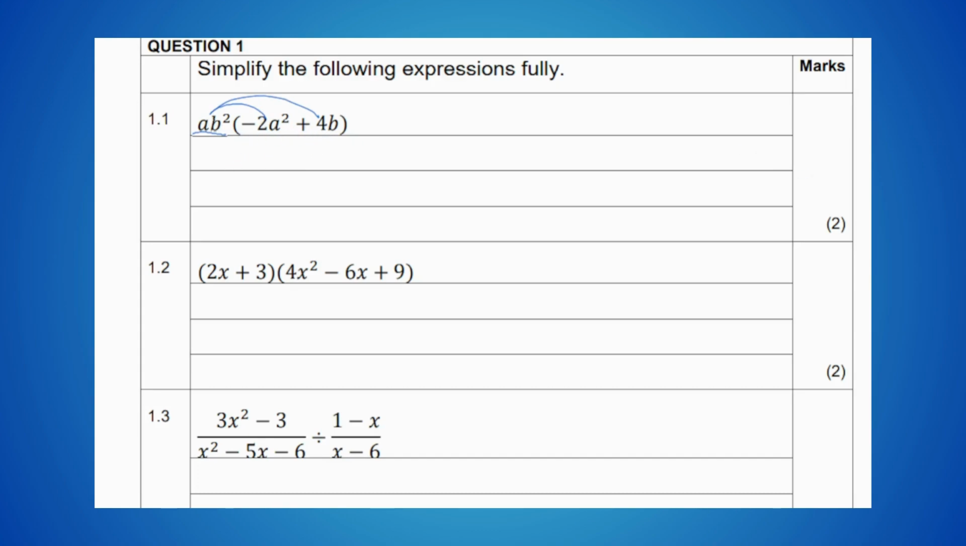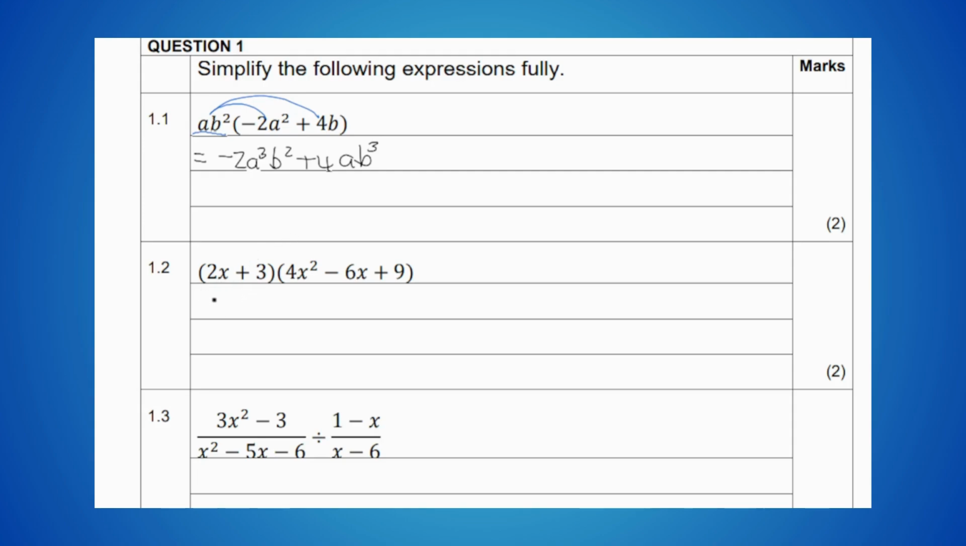And they cannot. So we have 1 times negative 2 is negative 2. The a's are going to be 1, 2, 3. It's the 2 plus 1. And then b squared. And then we have a 1 times 4, so it's plus 4. A, b, there's 2, and there's another one, so it's to the power 3.